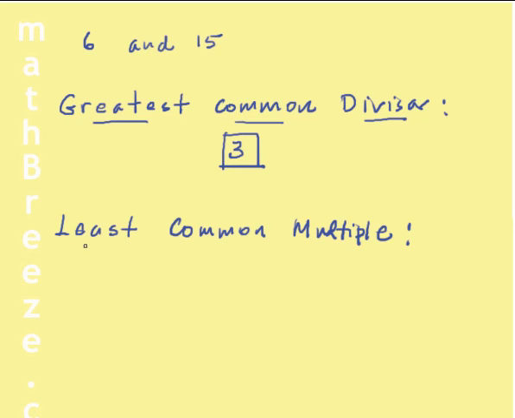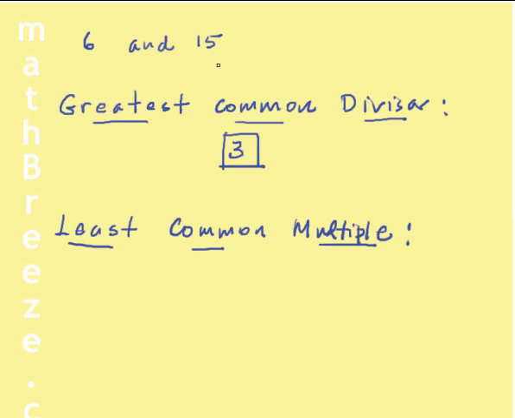Now we want to figure out what the least common multiple of 6 and 15 is. So first of all, a multiple of a number is something that the number divides into. For example, let's look at multiples of 6. 6 is a multiple of 6. 6 times 1 is 6. 12 is a multiple of 6. 6 times 2 is 12. 6 times 3 is 18. 18 is a multiple. 6 times 4 is 24. 24 is a multiple. These are multiples of 6.